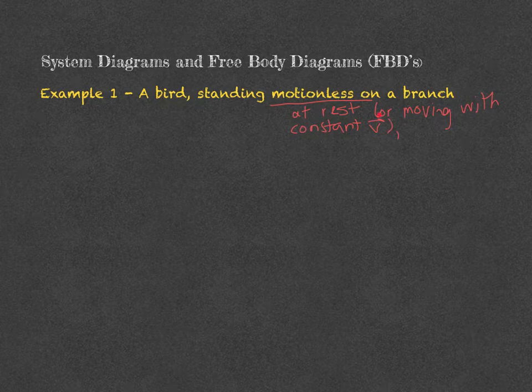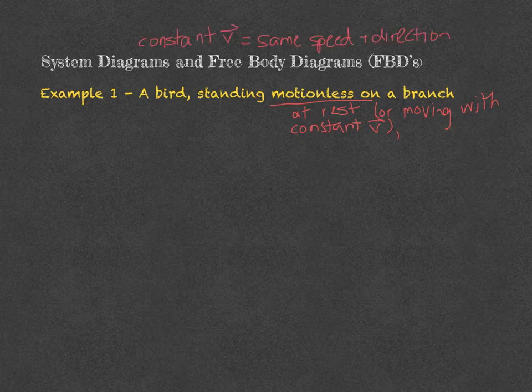So this V with the arrow means velocity. So if I have an object at rest or moving with a constant velocity, and the constant velocity means that it has the same speed and the same direction. So if I do have this constant velocity or at rest, in this case my bird is at rest, what that tells me is that there's no unbalanced force acting on the object.